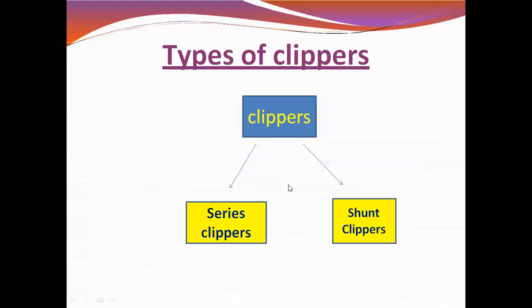Now coming to the types of clippers. We are having two types of clippers. First one is series clipper. Second one is shunt clipper. As the name suggests, in this clipper the main component is the diode. The diode is the main component in the clipper.